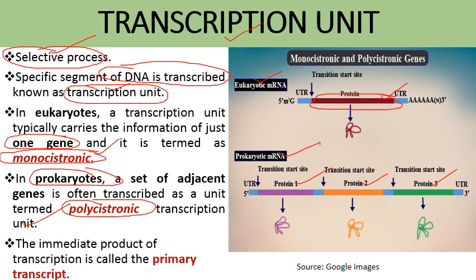The immediate product of transcription in case of eukaryotes is the primary transcript, और उसे hnRNA भी कहा जाता है, that will undergo the process of processing, RNA processing, that we'll discuss in case of eukaryotic transcription.